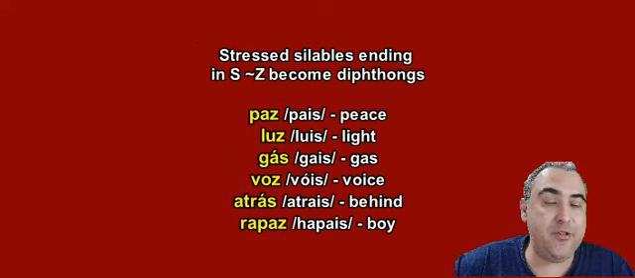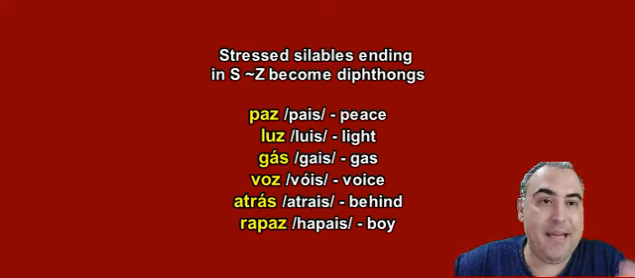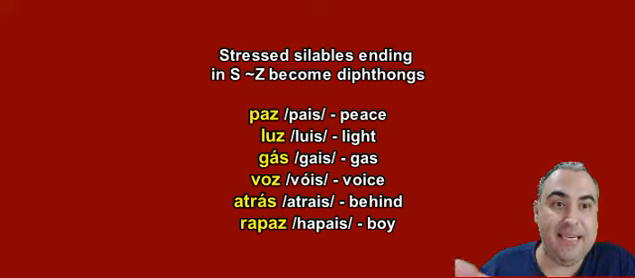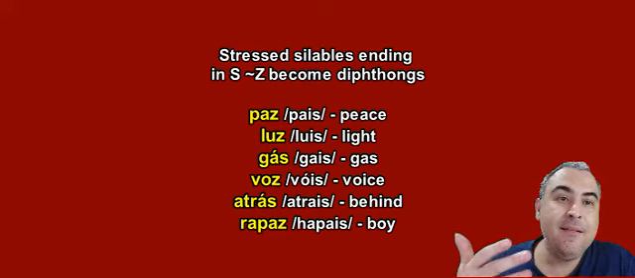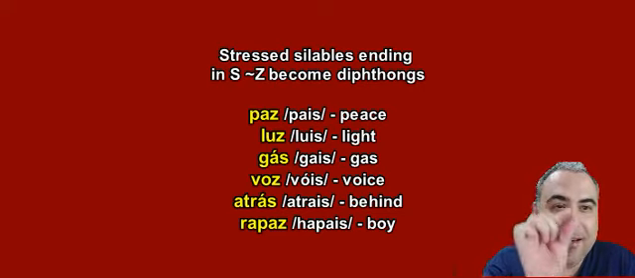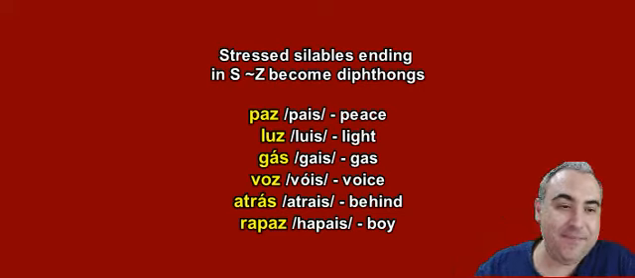Whenever a stressed syllable, especially in words that are stressed in the end, or one-syllable words, or multisyllable words that are stressed in the end, has a stressed vowel followed by a Z or S sound, they form a diphthong. The previous vowel forms a diphthong that ends in E. Like a word spelled P-A-Z, instead of being paz, is usually pronounced paz. Peace. Paz. The word for light in Portuguese, even though spelled L-U-Z, is usually pronounced luz. Luz. There's a hidden E there.